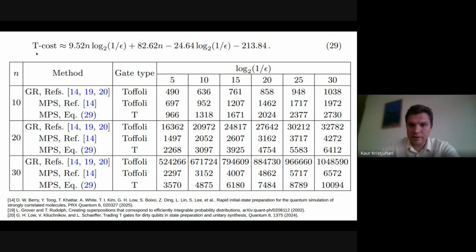So we count T gates, but other works count Toffoli gates. It's still fine to compare the two, because you can use Toffoli gates to prepare T states, and you can use T gates to implement the Toffoli gate. So they're interchangeable, and the trade-off is that one Toffoli is equivalent to either 2 or 4 T gates, depending on which direction you're going in.